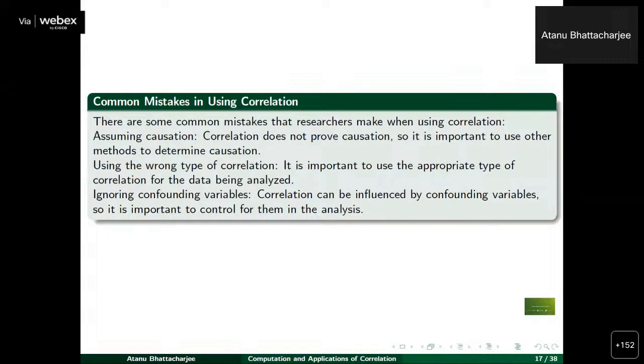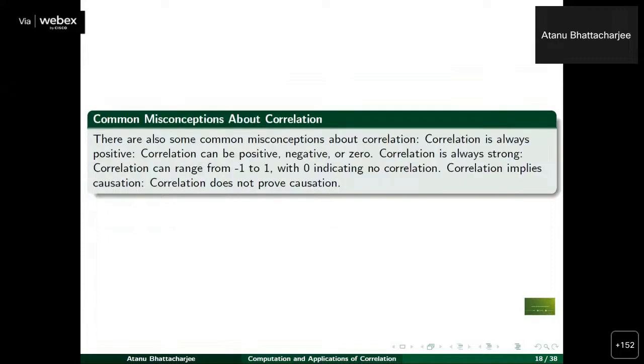Another mistake is using the wrong type of correlation. It is important to use the appropriate type of correlation for the data to be analyzed. And another is ignoring confounding variables. Correlations can be influenced by confounding variables, and these must be taken care of and tackled properly while calculating the value of the correlation coefficients.